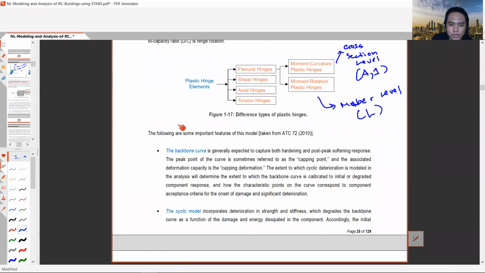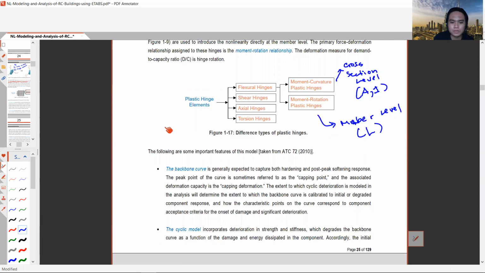Okay, so for the backbone curve, the backbone curve is generally expected to capture both hardening and post-peak softening response. So the peak point of the curve is sometimes referred to as the capping point, and the associated deformation capacity is the capping deformation. Okay, so I think I shared this one. The peak point of the curve is referred to as the capping point, and the associated deformation capacity is the capping deformation.